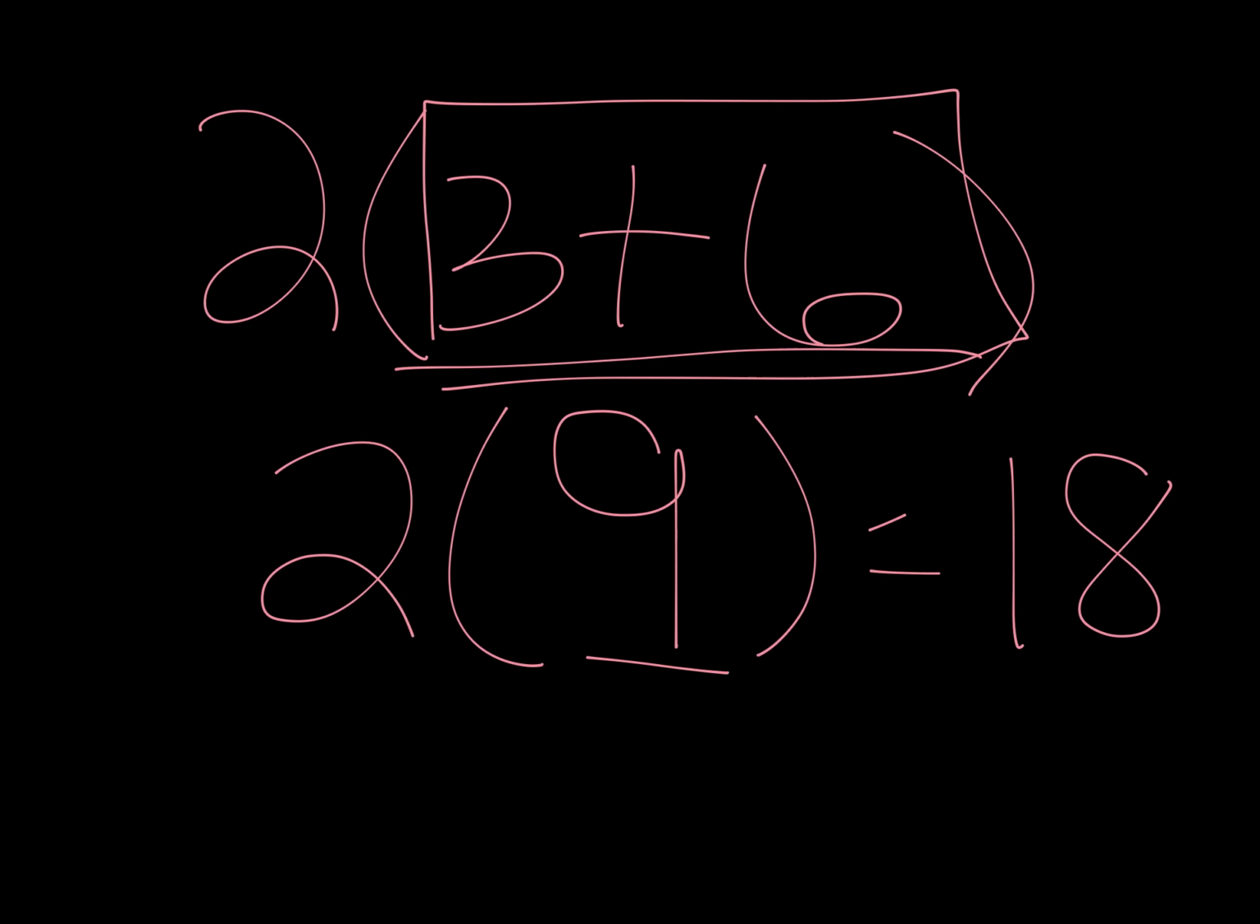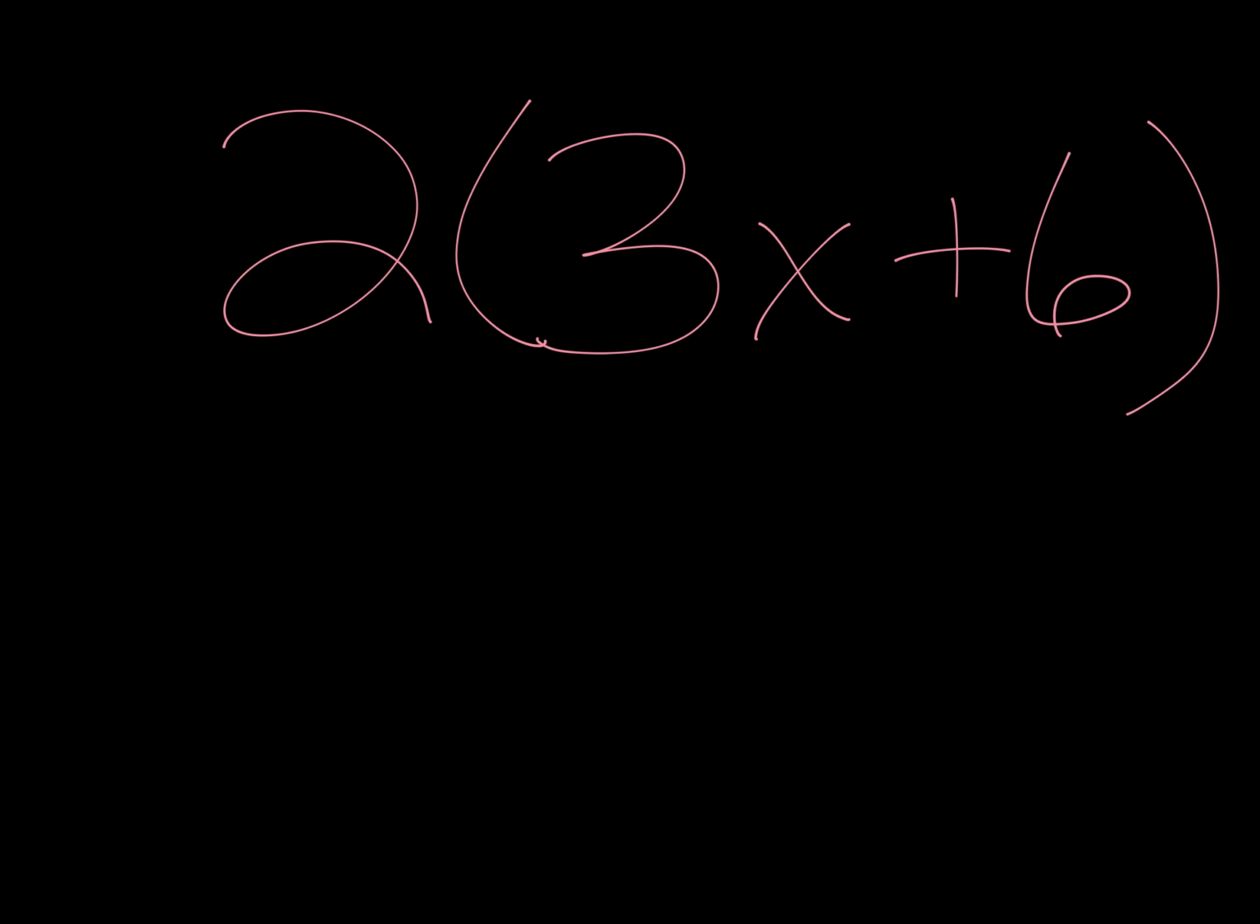So let's look a little bit harder at an example with some variables. All right, so here we have the same numbers, but this time with the 3, we have a variable. In the last example, we added everything in the parentheses before we did the multiplication. But here, we don't have like terms. So I can't add the 6 with the 3x because they're not the same thing. So this time I have to do the multiplication first.